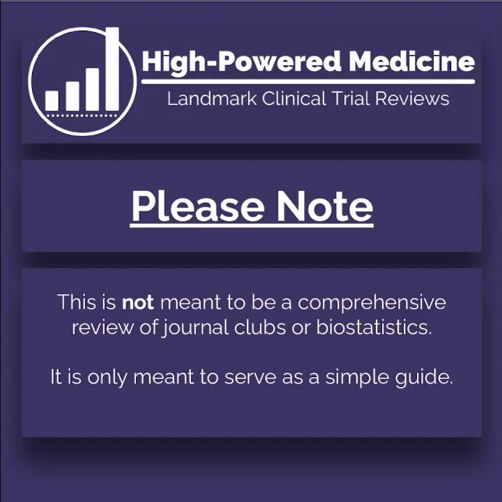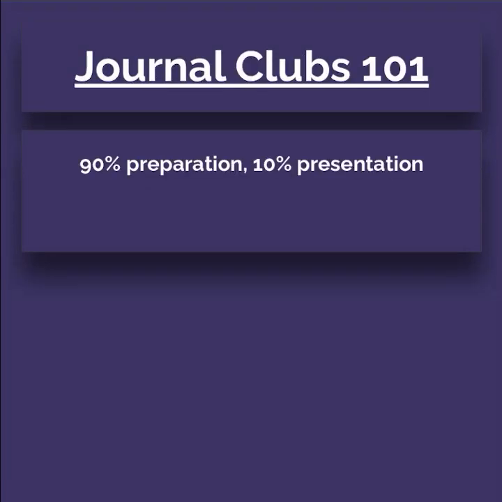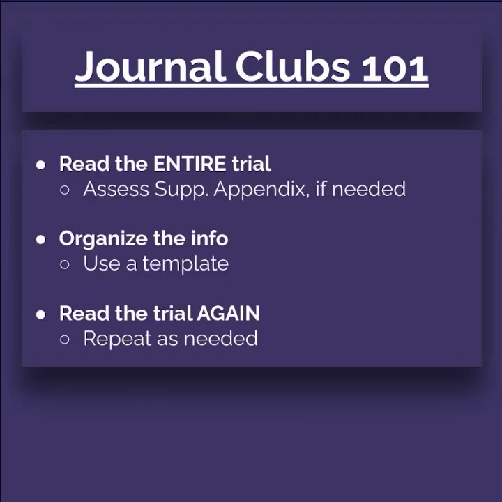So let's get started. Journal clubs are 90% preparation and 10% presentation, meaning that to have an overall successful journal club, you can't skip the groundwork. What preparation for me involves is reading the entire trial, organizing the information, and reading the trial again. When you're presenting on a trial, you should be very well versed in it and understand it with a certain degree of confidence. Again, the preparation aspect of journal clubs can't be understated.